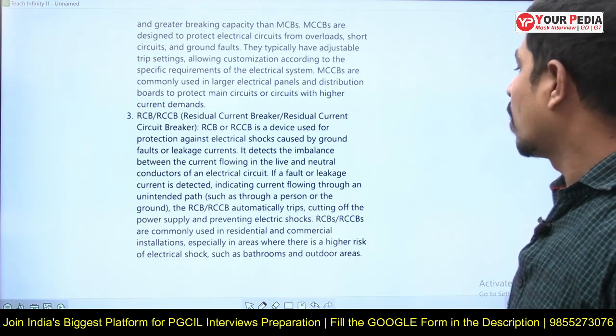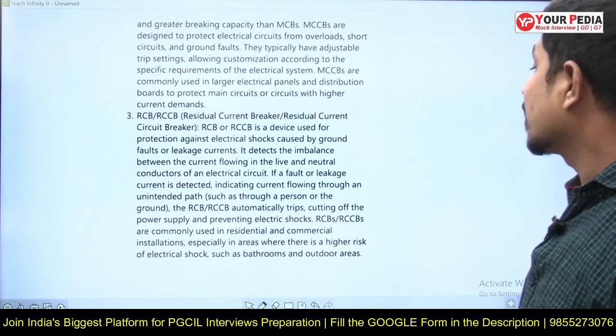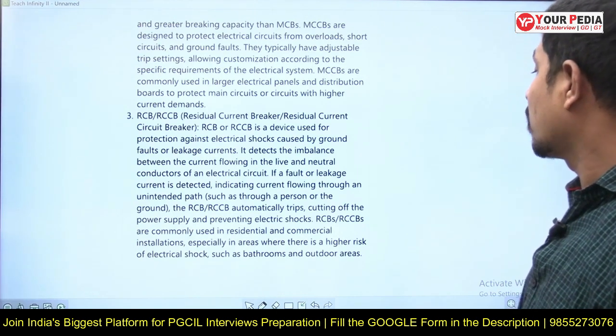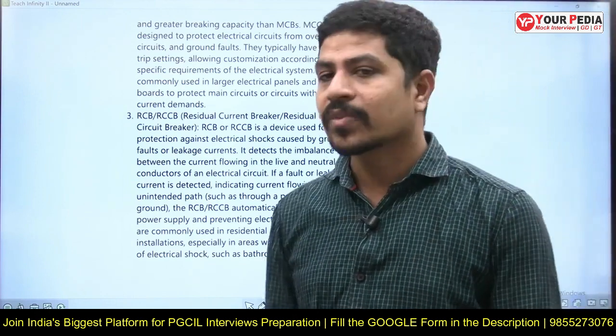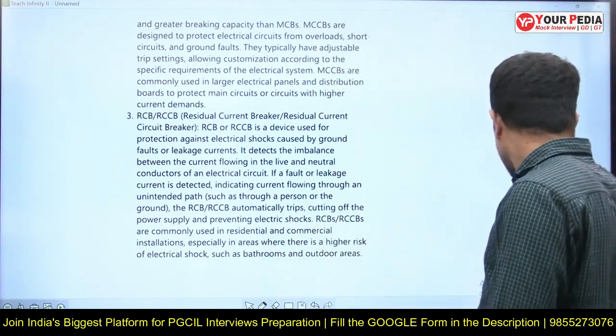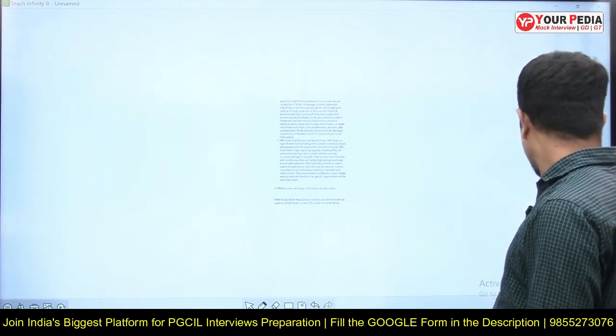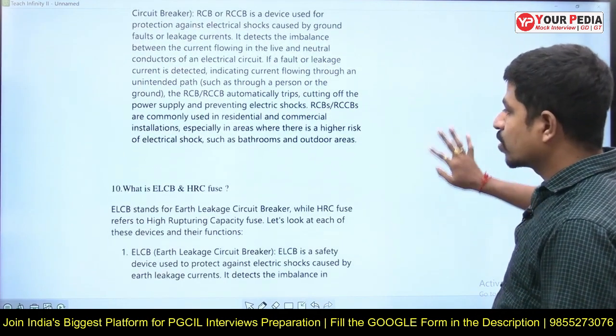RCBs or RCCBs are commonly used in residential and commercial installations, especially in areas where there is a higher risk of electric shocks such as bathrooms and outdoor areas. Yes, this is the purpose of RCB or RCCB. Let's go for the next question. Yes, what is the question?